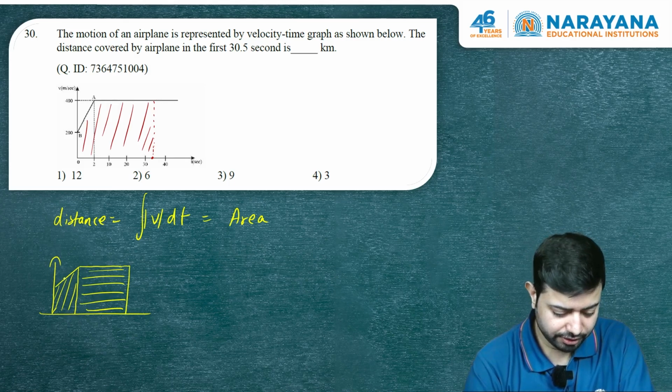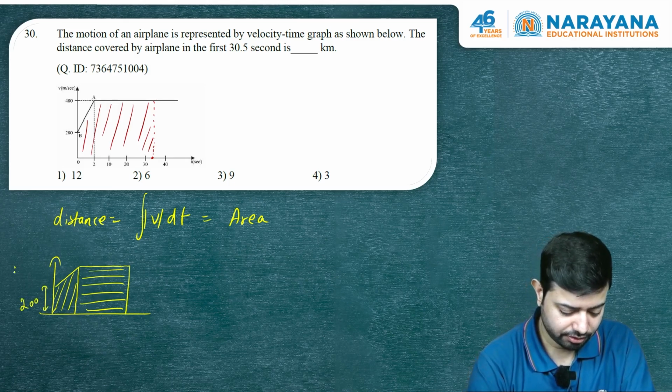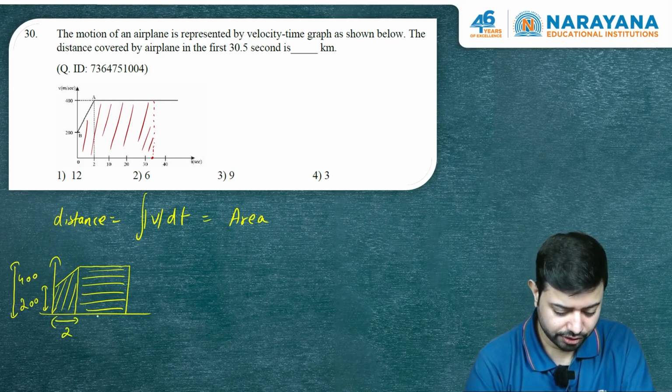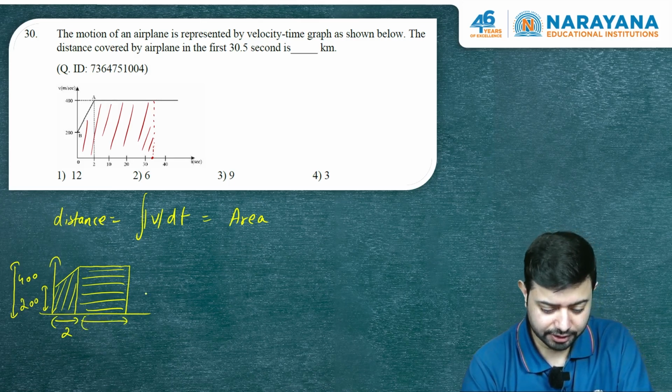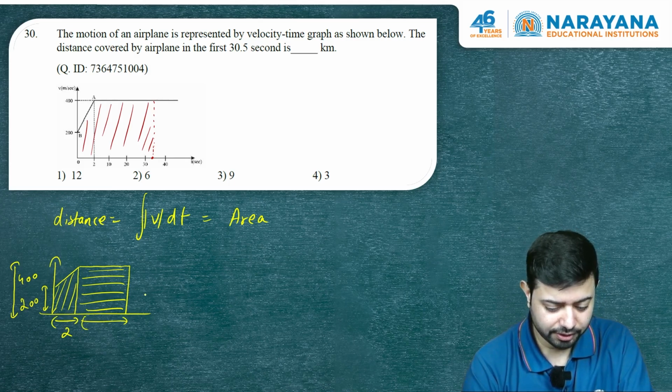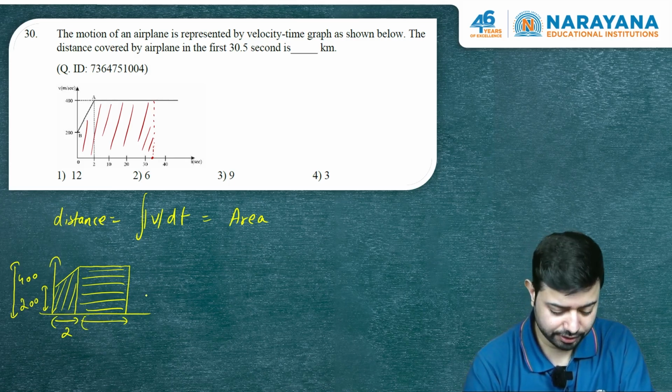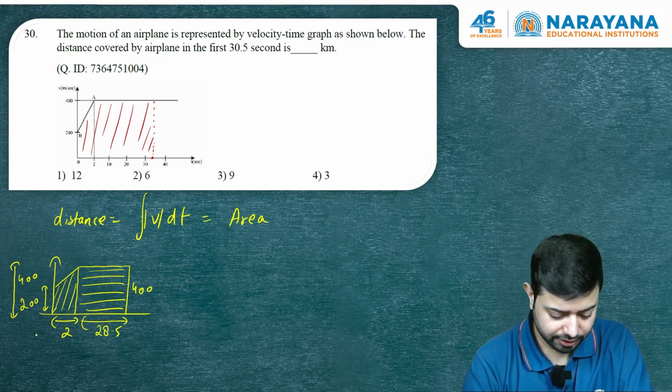And the numbers are already mentioned. This length is how much? 200. This length is how much? It is given as 400, and this length is 2. This length is how much now? The total was 30.5, and 30.5 minus 2 is going to be 28.5. And the height is 400. Alright.